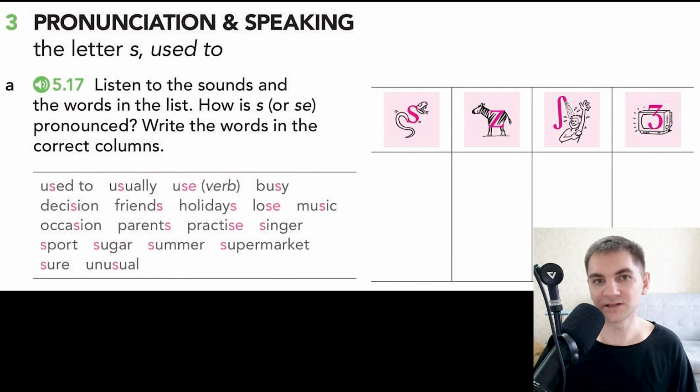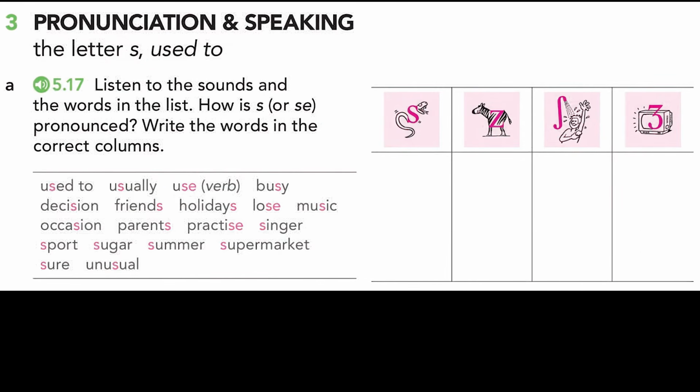And there are actually 4 sounds. S like in snake, Z like in zebra, Sh like in shower, and J like in television. Read them out loud, decide which column is right for the word, put it, and listen and check. 5.17. S, Z, Sh, J.